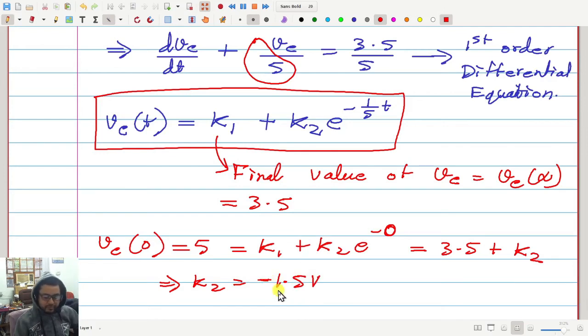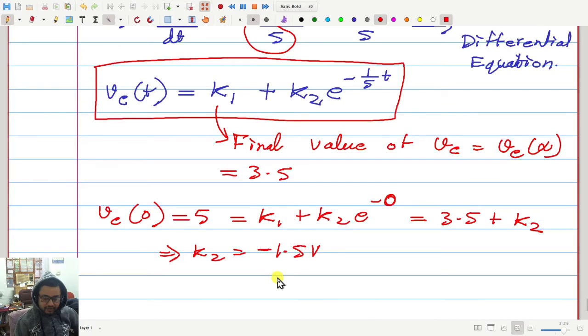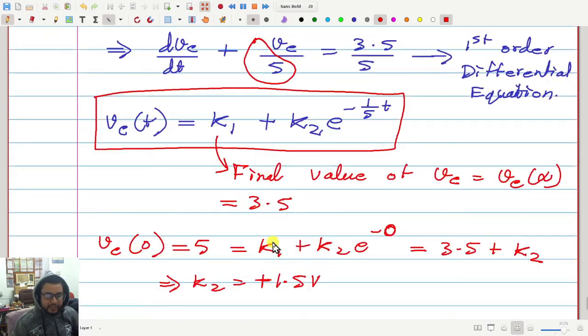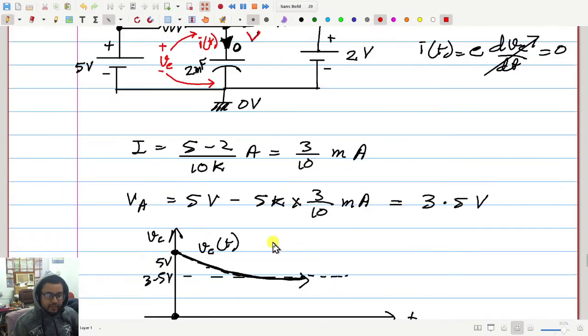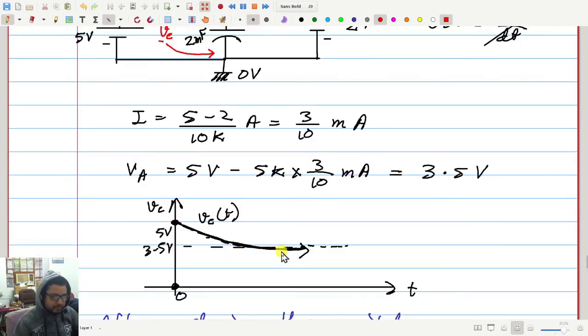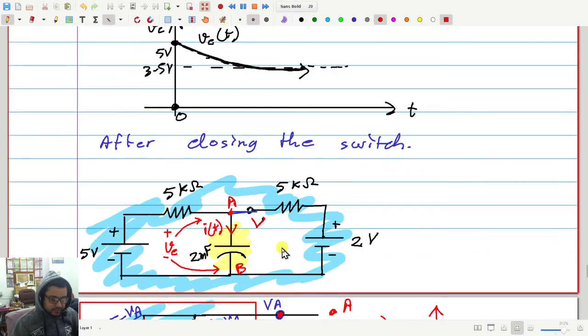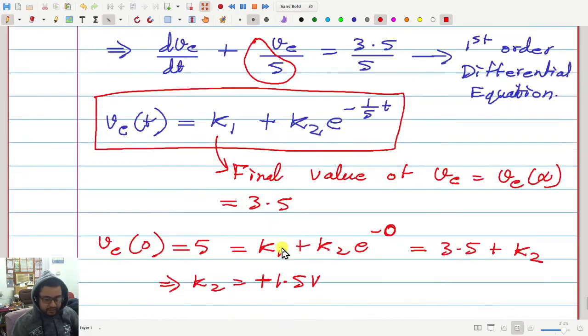Plus 1.5. Oh, sorry, plus 1.5 volts. Yes, it is plus 1.5. Right? And then you can draw the graph. Sir, K2 is basically V0 minus V infinity. Yes, right.